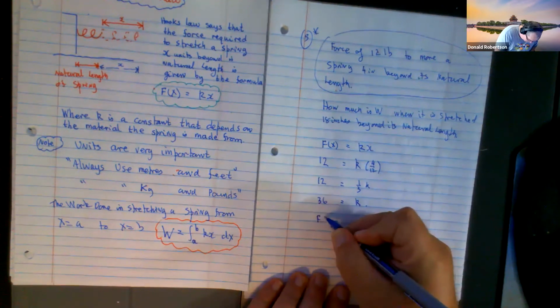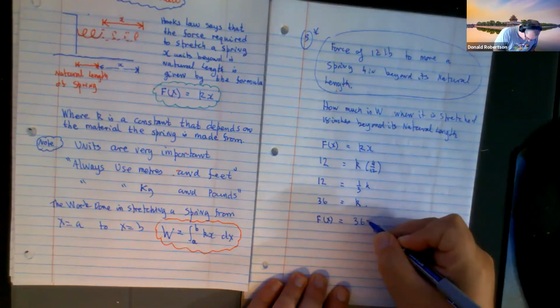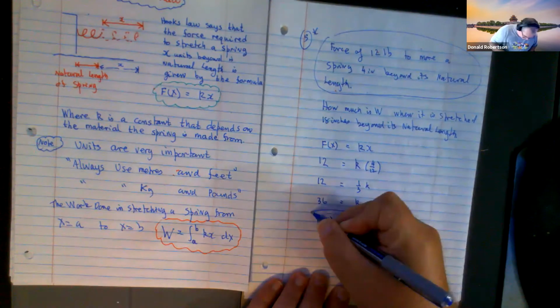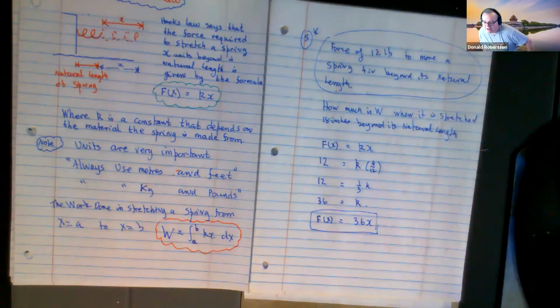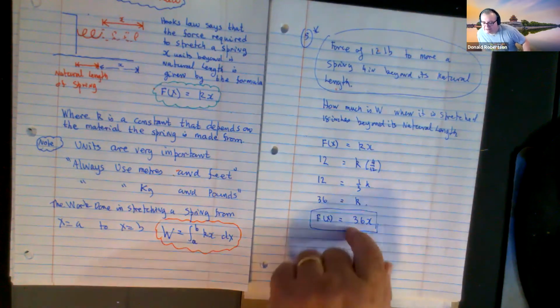That means we now know the force function for this spring. Because once you find out what K is, it's the same K forever for that spring. So in this particular question, K is quite a big number. 36 is quite a large K value. Now, we haven't answered the question, but we needed to get this fella to get to here.